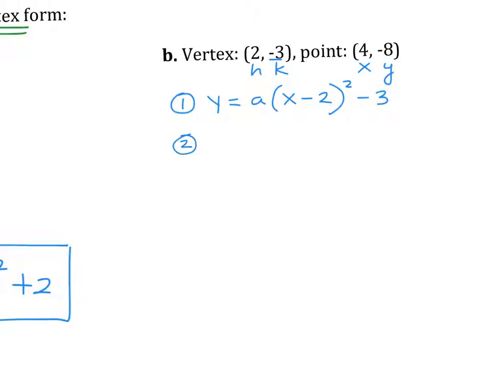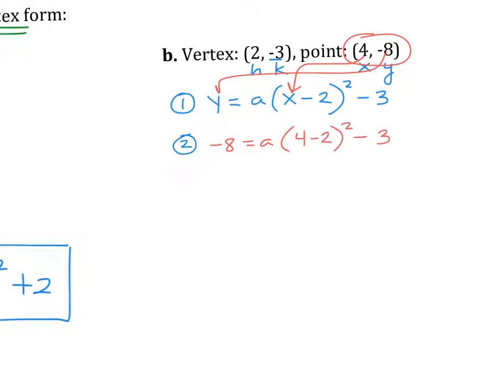What's your second step? You've got to plug in the x and the y. So we're going to plug this in. The x is going to go here, the y here. So negative 8 equals a times 4 minus 2 squared minus 3.